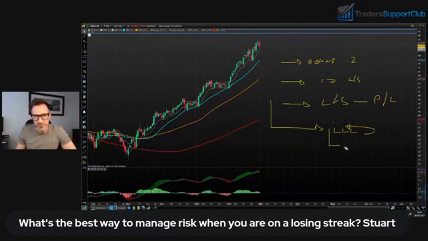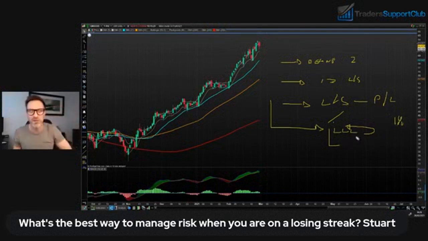So for me, my percentage risk per trade stays the same. Obviously, as my account decreases, if I'm on a losing streak, then that 1% or that 2% is less each time. So even though I'm risking 1%, it is actually a smaller amount of money. It's always relative to the size of the account. So me personally, I won't do anything.